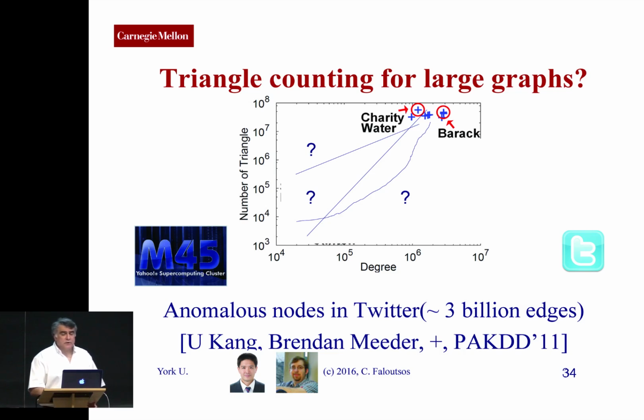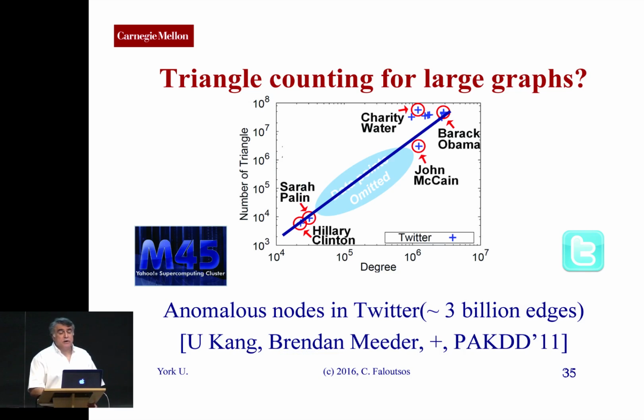Here are other personalities. Hillary Clinton was, back in 2008, running as a candidate too. Sarah Palin was the vice presidential candidate. So they're all along a line of 1.5. Okay, so there are no surprises, except that I didn't tell you that there was a little cloud of points here, which is 4 orders of magnitude away from the line, right? What is happening with these accounts is that they have a degree of about 10,000, 20,000, but they participate in a huge number of triangles.